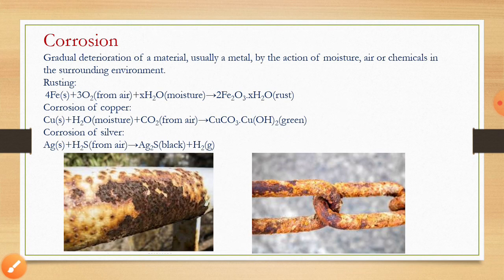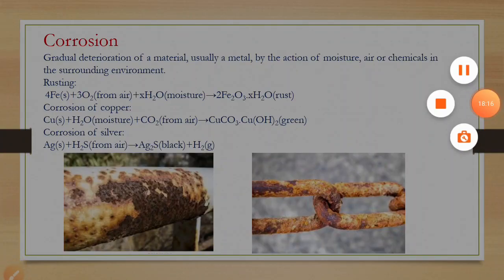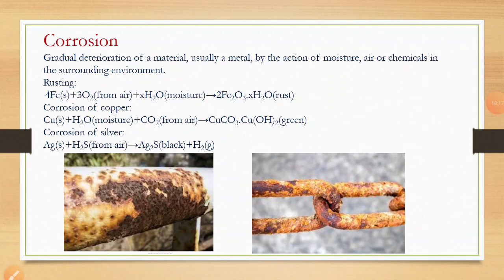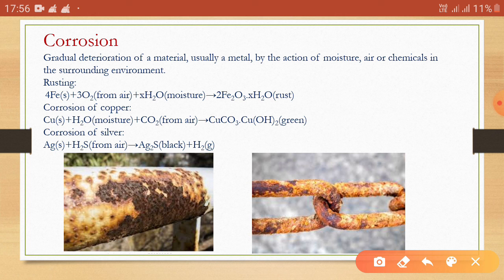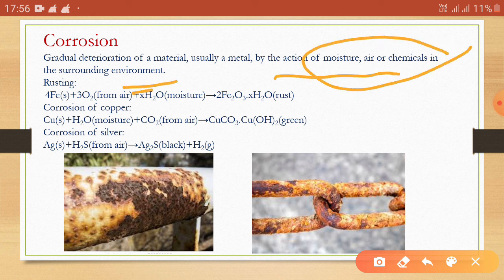Now the part comes, that is corrosion. What is corrosion? Gradual deterioration of material, usually metal, by the action of moisture, air, chemicals in the surrounding environment.